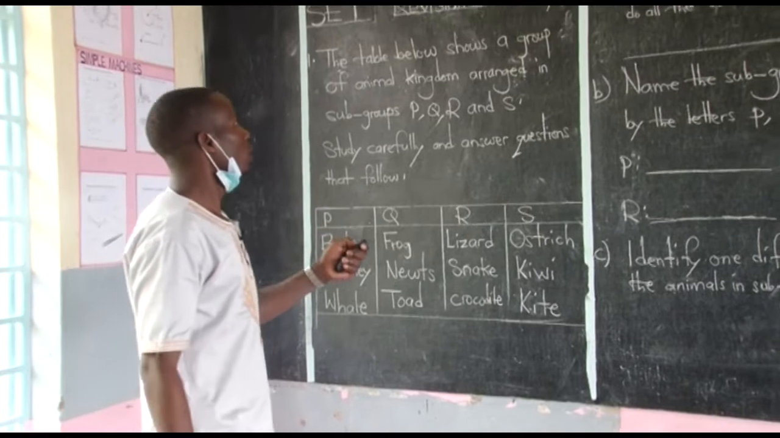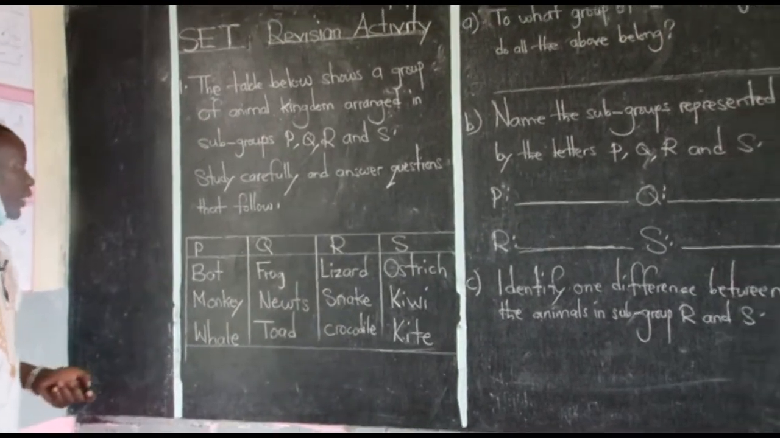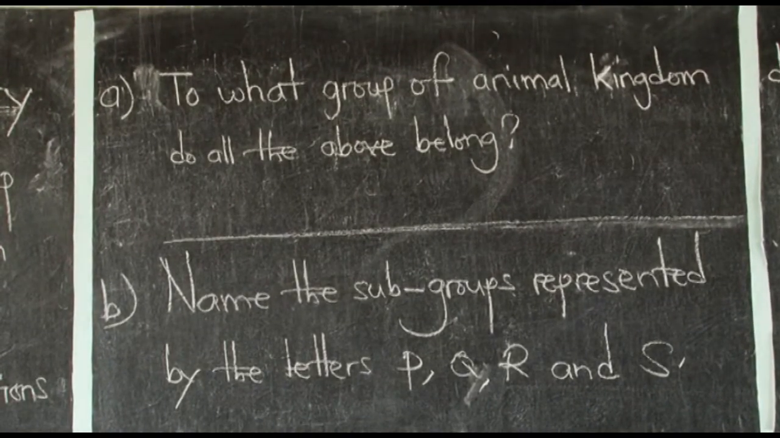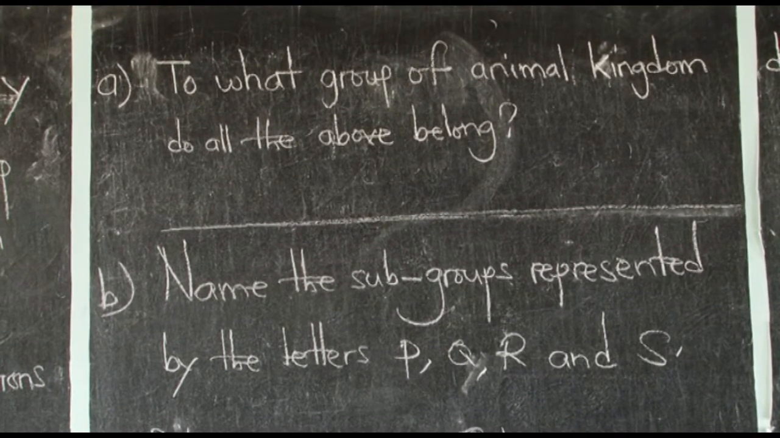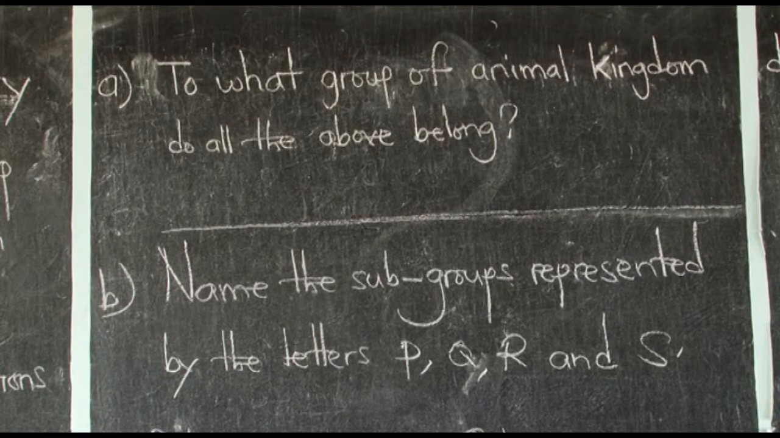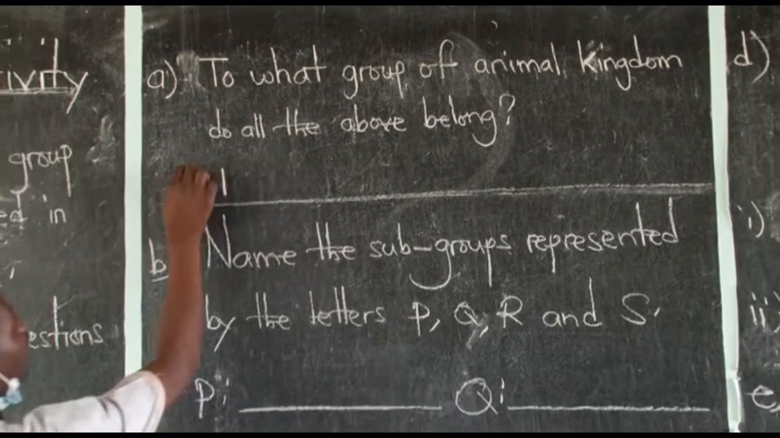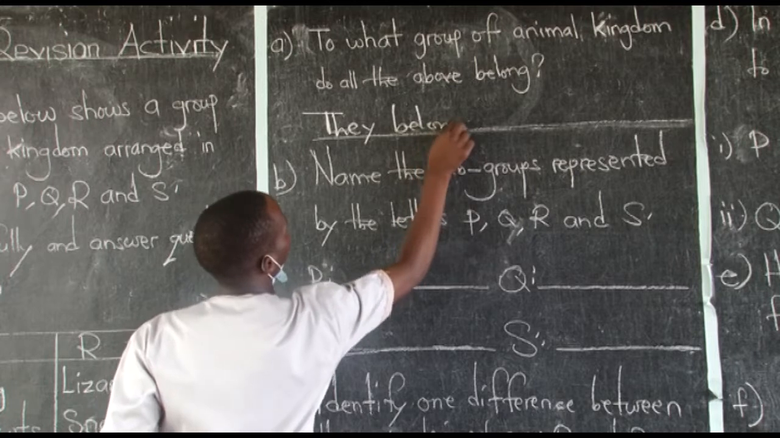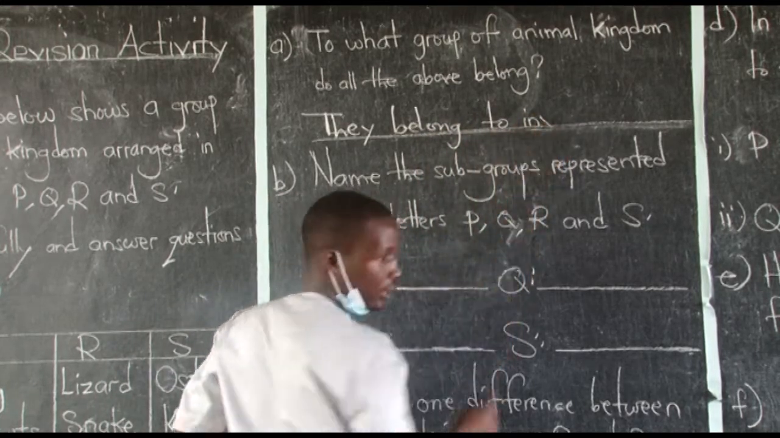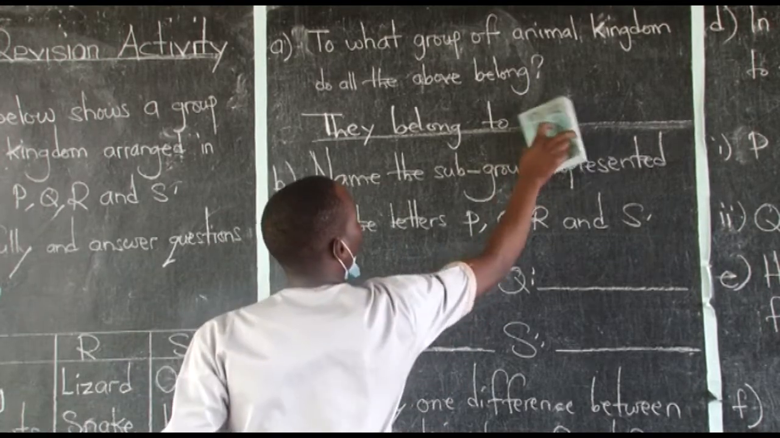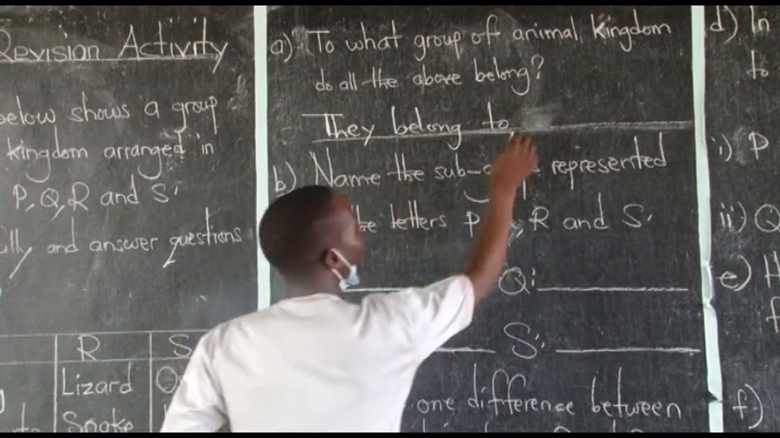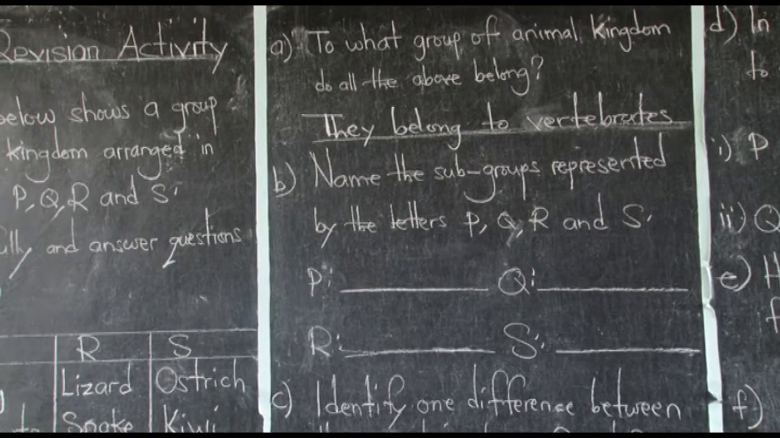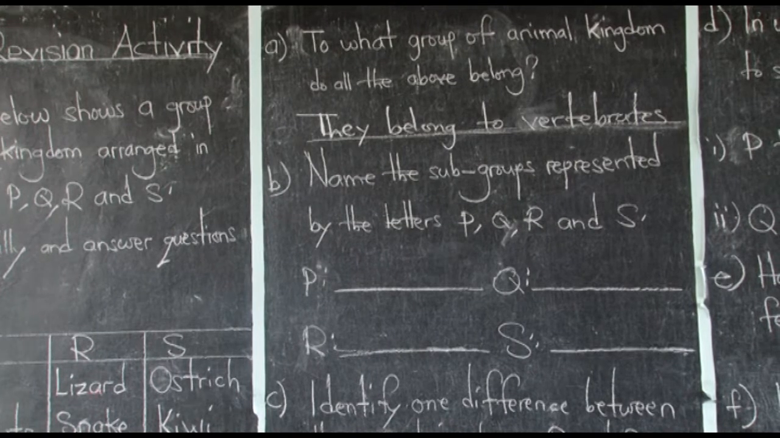The first question goes: to what group of animal kingdom do all the above belong? Looking at the previous work, we found that these are the mammals, the amphibians, the reptiles, and birds. These subgroups are classified as vertebrates. So they asked, to what group of animal kingdom do all the above belong? We are saying they belong to vertebrates, okay? Last time we said that these animals, the vertebrates, have got backbones. And looking at these subgroups, they have the backbone.